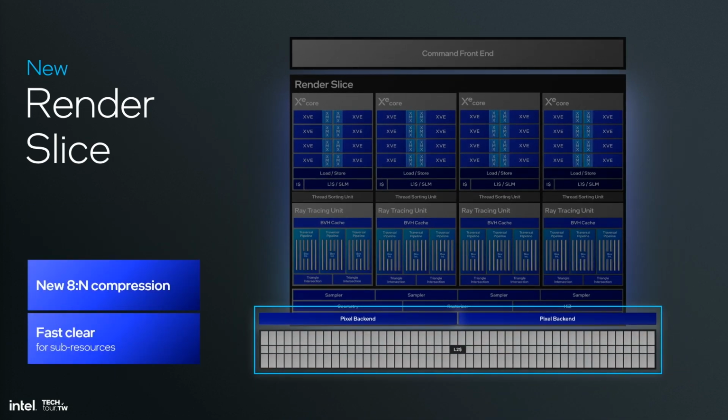So we have a new A to N compression algorithm on our pixel backend, and we do fast clear. A lot of you know that many times in a game, they'll say, forget what I drew in this last frame, and we're going to draw something new. And usually they use a clear command. Our older architecture would just write zeros. It's clear, so let's write zeros. Well, the truth is you can just mark a bit and forget about all the stuff that was there. So this is a brand new feature for our Xe2 architecture. It's kind of a no-brainer, but it dramatically improves performance.